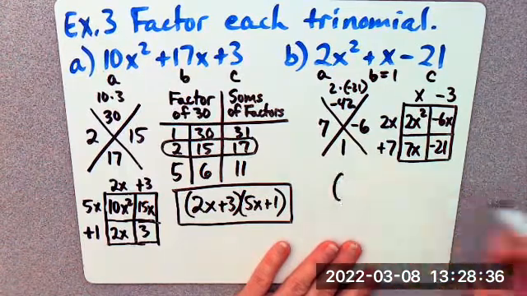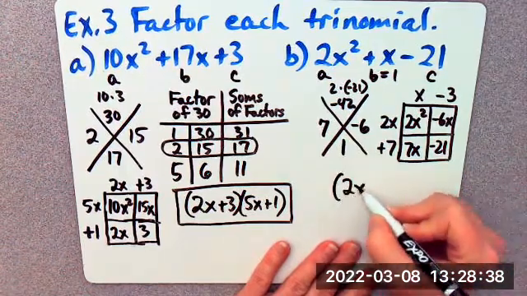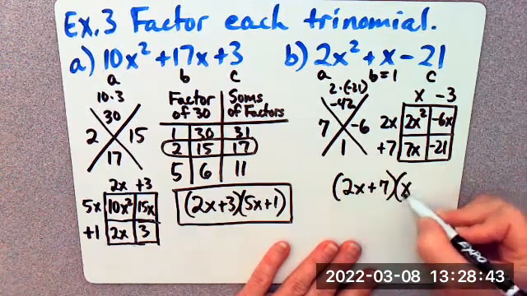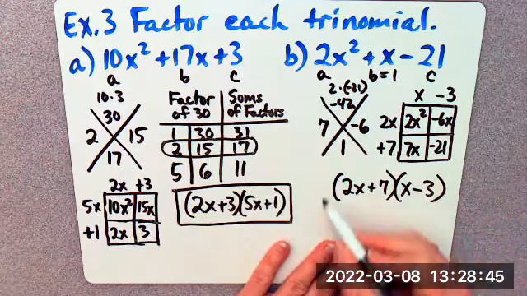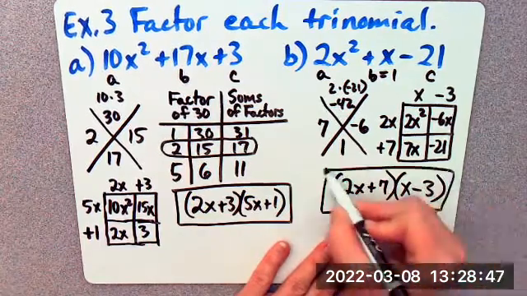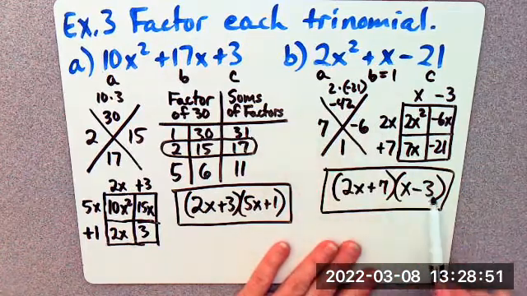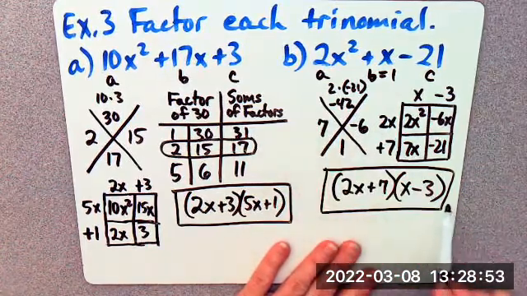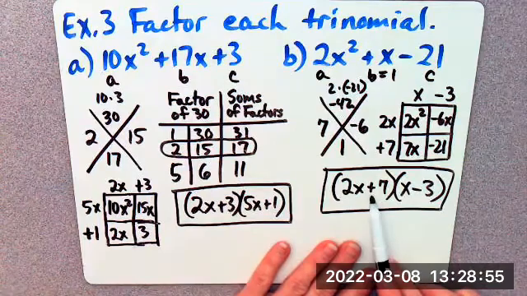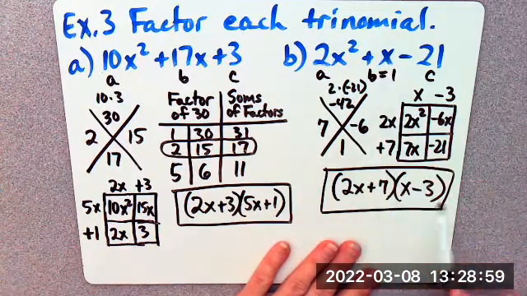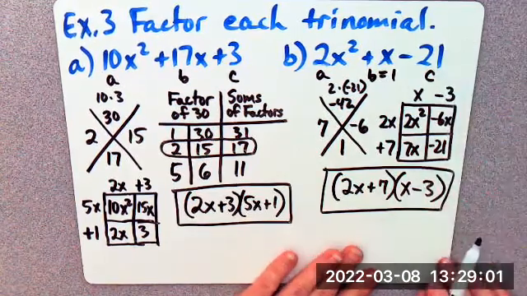So the factored form of this would be 2x plus 7 times x minus 3. So let's do a quick check. 2x times x is 2x squared. 2x times negative 3 is negative 6x. Plus 7x gives us just x. And then 7 times negative 3 is negative 21. So it checks.